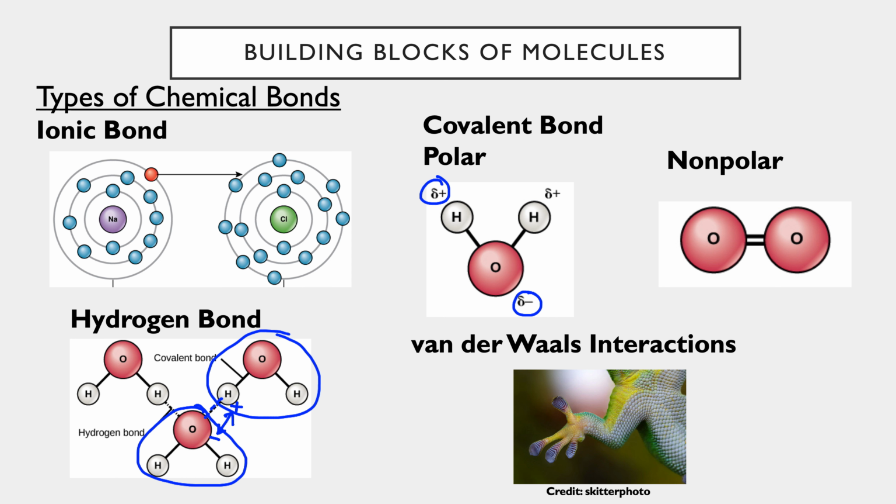Van der Waals interactions between atoms on the pads in the digits of a gecko can actually have a positive attraction to the surface of whatever the gecko is climbing on, in this case, a piece of glass.